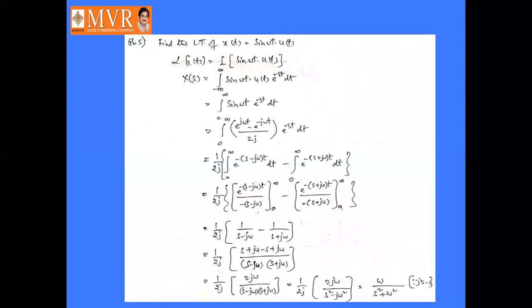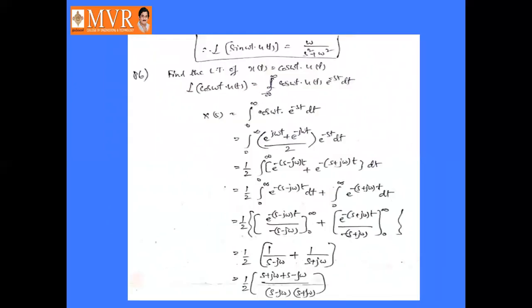Okay. And sin omega t into u of t. First of all, we will write sin omega t in the form of sin theta equal to e power j theta minus e power minus j theta by 2j. Okay. So in the same manner, e power j omega t minus e power minus j omega t by 2j. That is sin omega t into e power minus s t dt with limits from 0 to infinity. So by solving this, we will get the Laplace transform of sin omega t into u of t is omega by s square plus omega square.